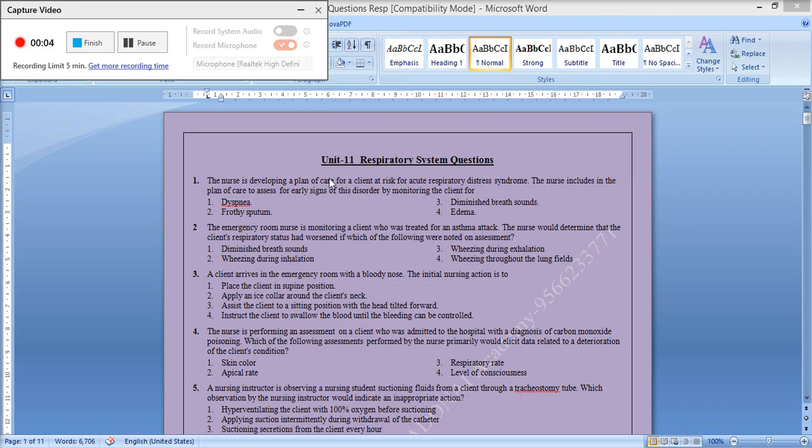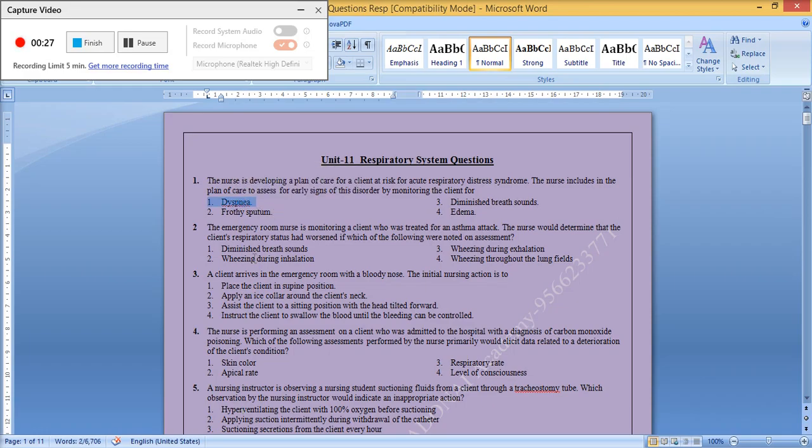The nurse is developing a plan of care for a client at risk for acute respiratory distress syndrome. The nurse includes in the plan of care to assess for early signs of this disorder by monitoring the client for 1. Dyspnea, 2. Frothy sputum, 3. Diminished breath sounds, 4. Edema. The correct answer is 1.